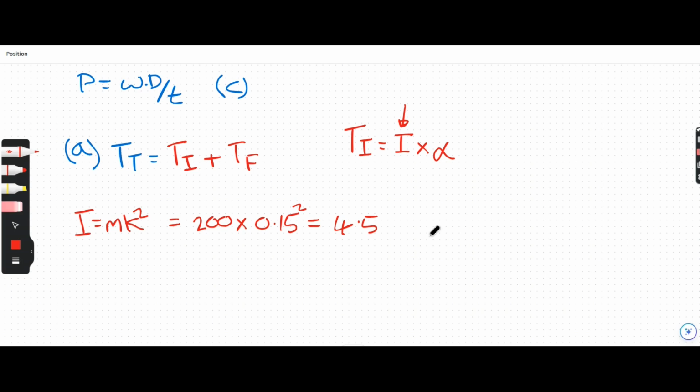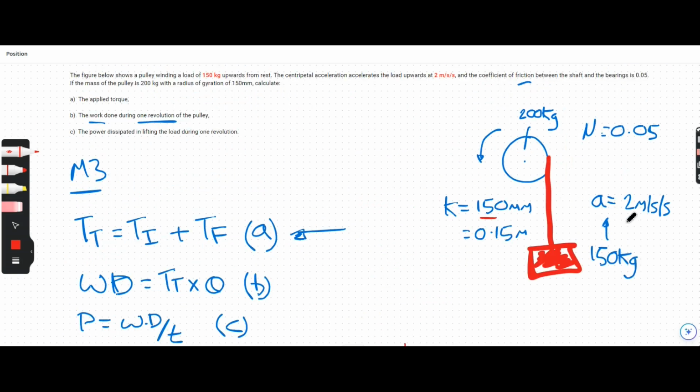Okay, that's good. Thank you very much. I've got to find now this angular acceleration. Okay, now I know that this thing is coming up. The acceleration of this flywheel, linear acceleration, is 2 meters per second. The mass is coming up at 2 meters per second, which means a point on this wheel is spinning at an acceleration of 2.